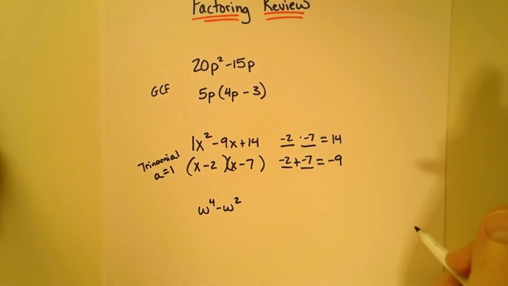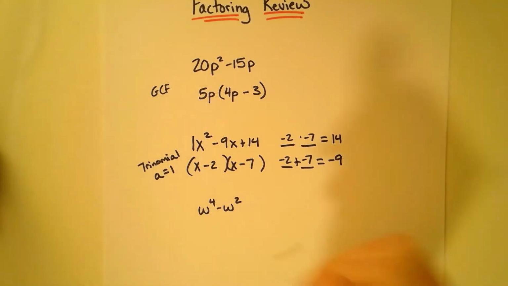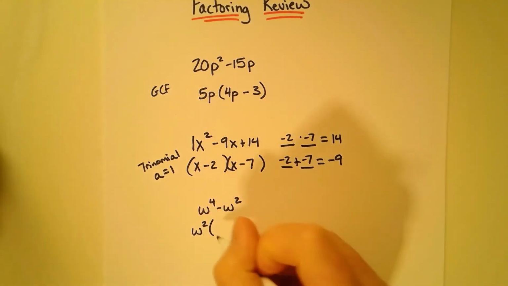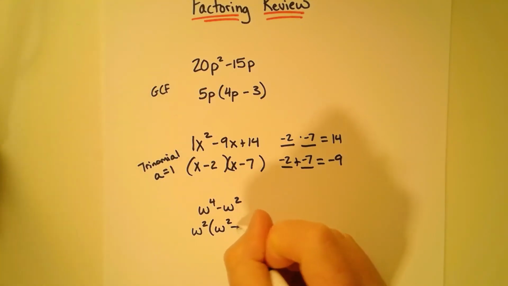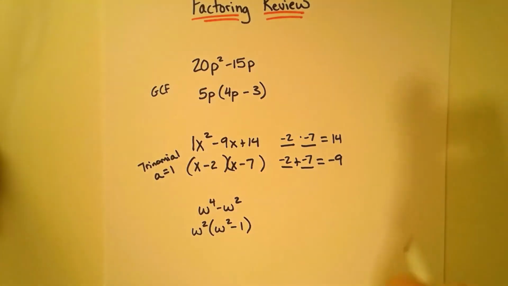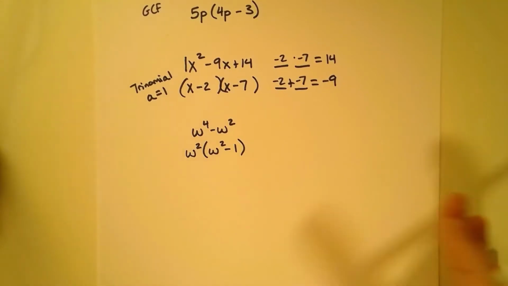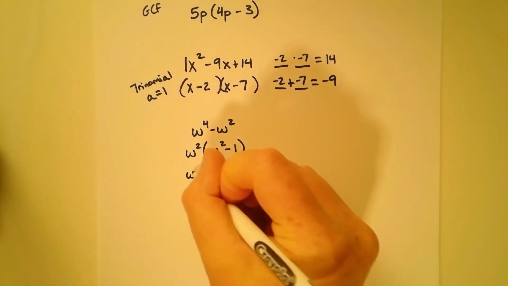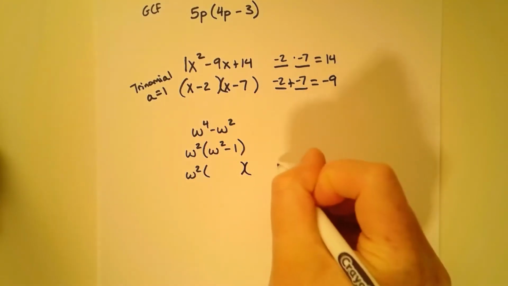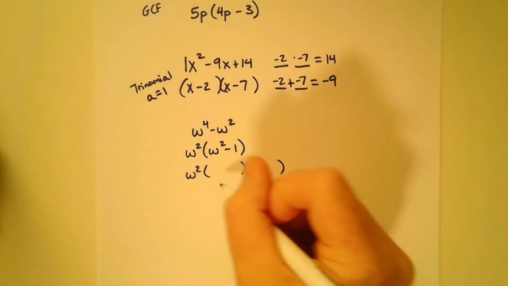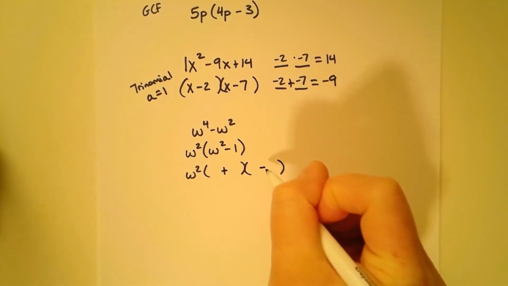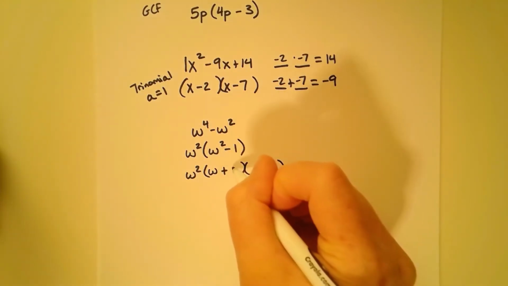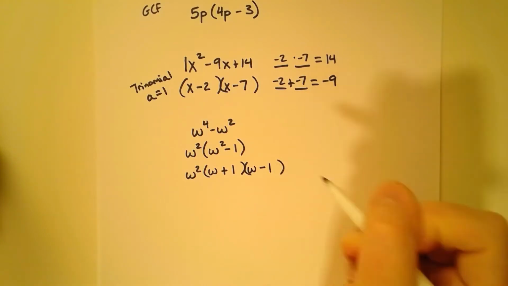So for w to the fourth minus w squared, it would first have a greatest common factor. We could factor out w squared, and we would have w squared minus 1 left over. But you always want to factor as much as you can, and what's left over is considered a difference of squares. So we would factor that into a sum and difference of the square root of each term. So we would put w plus 1, w minus 1.